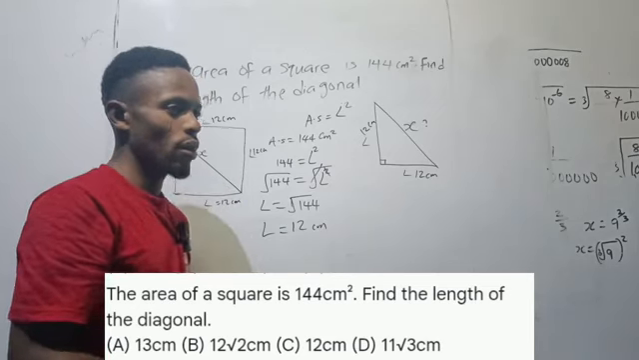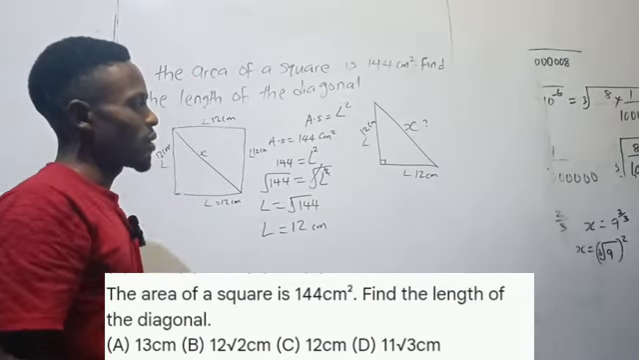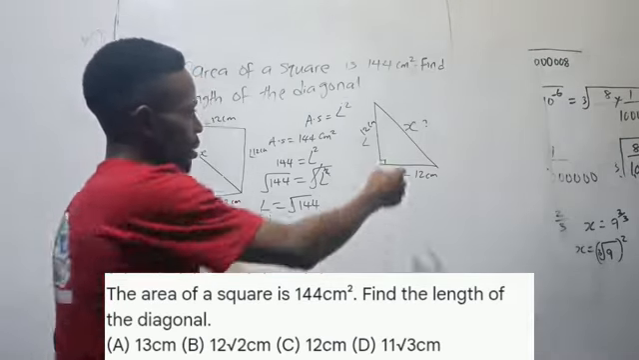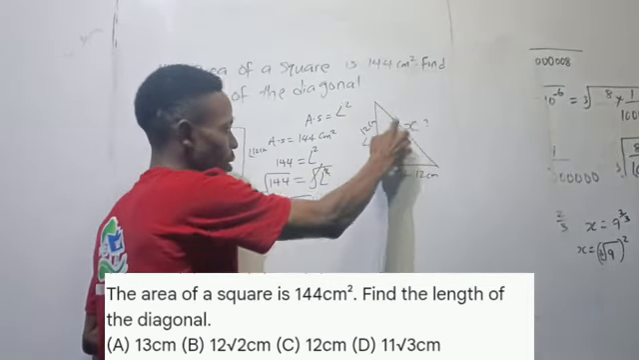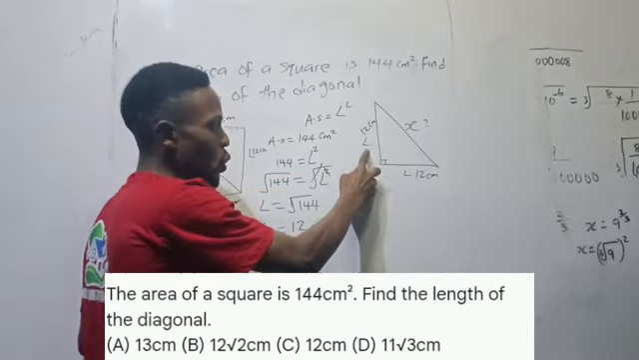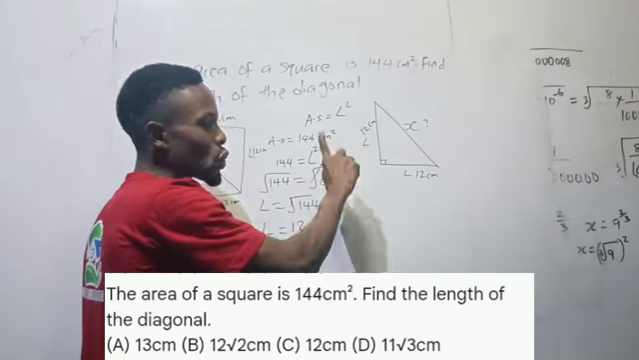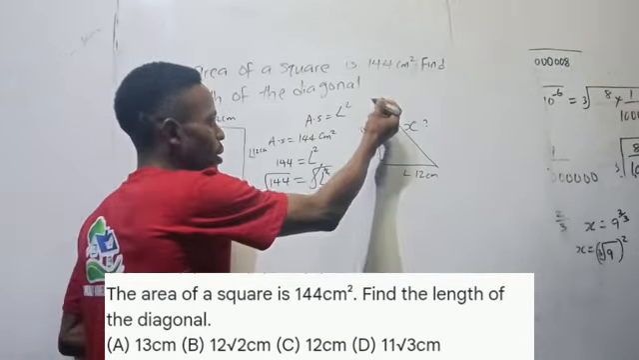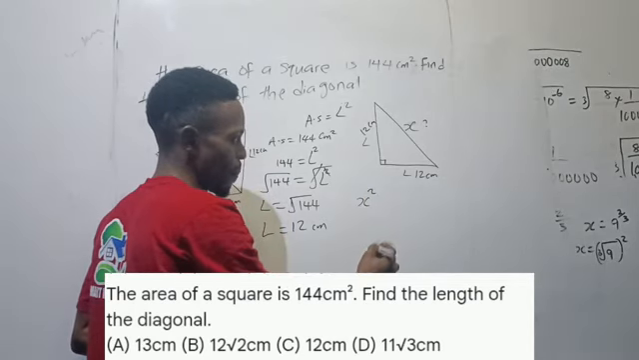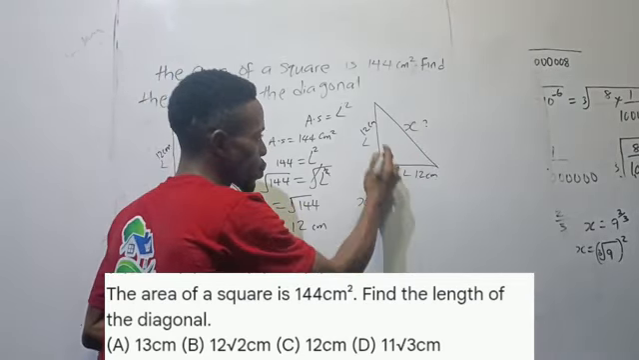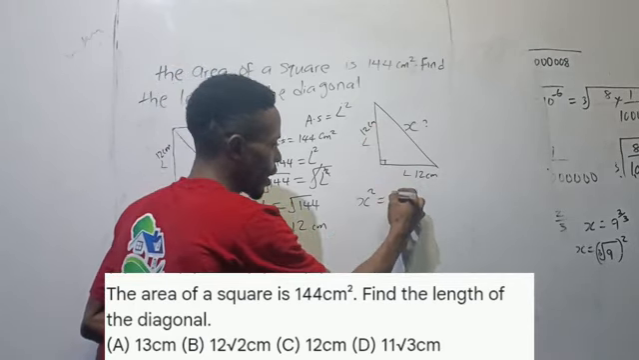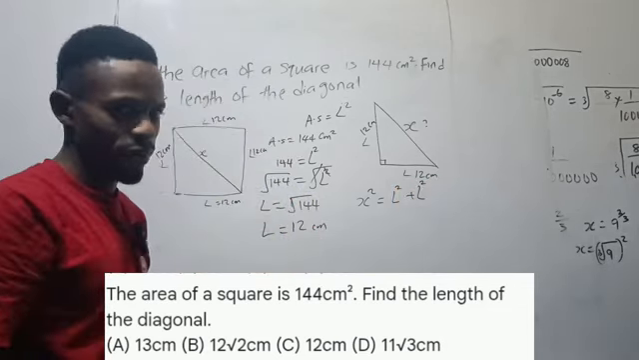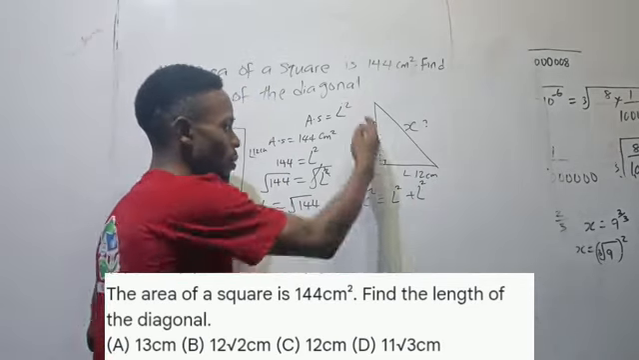Now state Pythagoras theorem. Pythagoras theorem states that the square of the largest side of any right angle triangle, this is the largest side of this triangle, is equal to the sum of the squares of the other two sides. Mathematically, the square of the largest side, that's S square, is equal to L1 square plus L2 square. That is Pythagoras theorem.